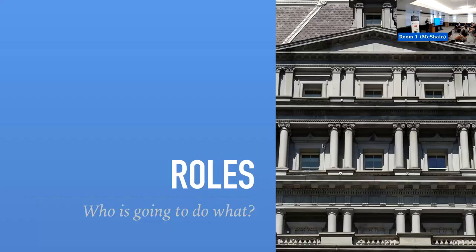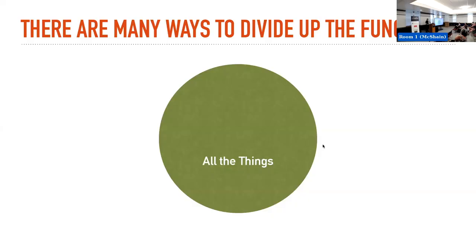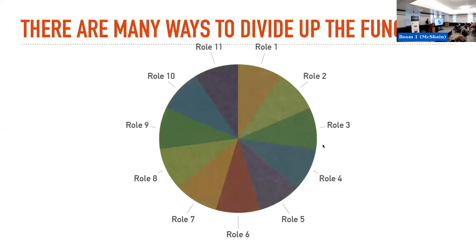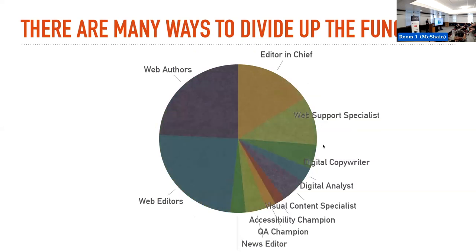Okay, finally, let's talk about roles. Who is going to do that? So if you imagine all the things you need to do as this big circle here, then you need to divide those up amongst different people, amongst different roles, right? And you know, it's probably not going to be an even division of like, all these people are going to do an equal amount of stuff. It probably looks more like this.